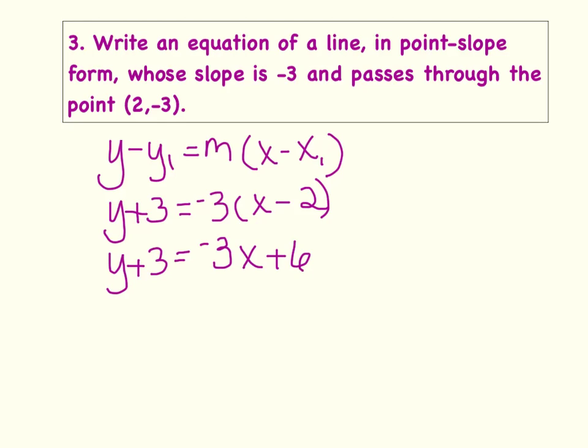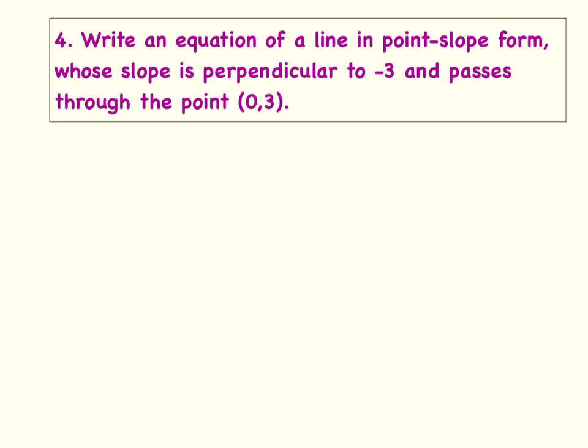Now let's move on to our fourth and final example. Write an equation of a line in point-slope form whose slope is perpendicular to -3 and passes through the point 0, 3. Now in this example, we have to have an understanding of what a perpendicular slope is. So a perpendicular slope is the negative reciprocal of the original slope. All that means is you take the original slope, you flip the fraction and change the sign.